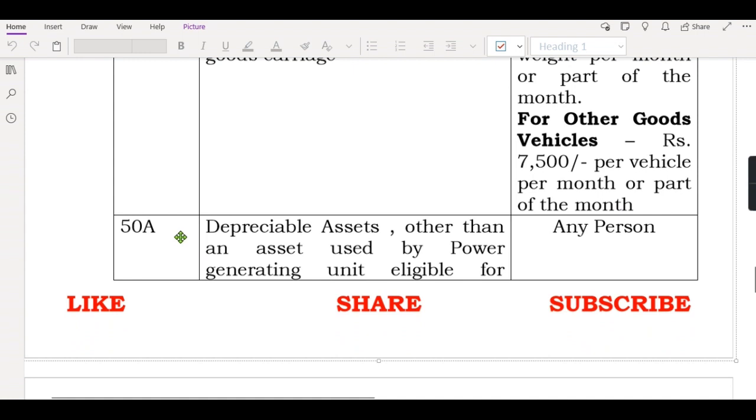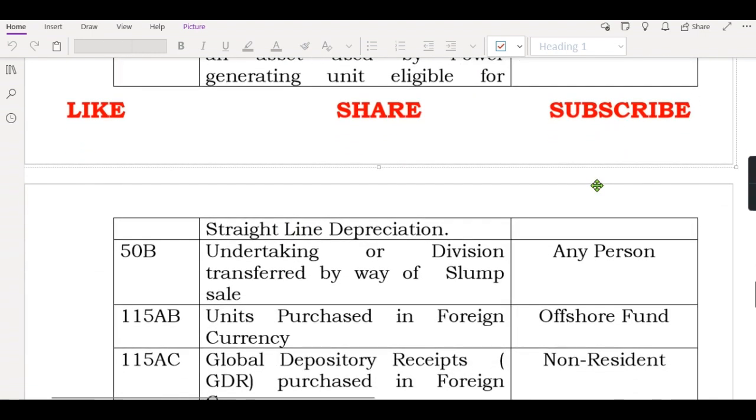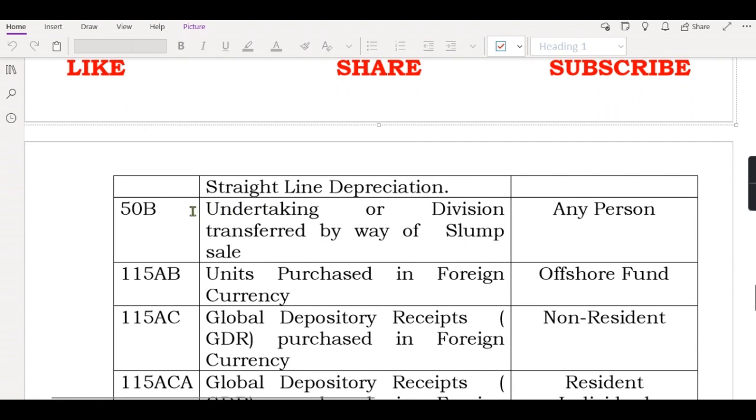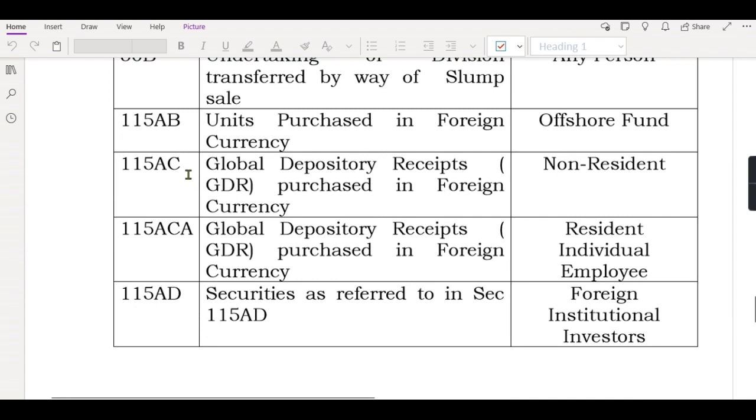Section 50A: depreciable asset other than an asset used by power generating unit eligible for straight line depreciation. Transferor is any person. Section 50B: undertaking or division transferred by way of slump sale. Transferor is any person. Section 115AB: units purchased in foreign currency. The transferor is offshore fund. Section 115AC: global depository receipts, that is GDR, purchased in foreign currency.